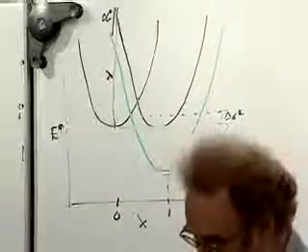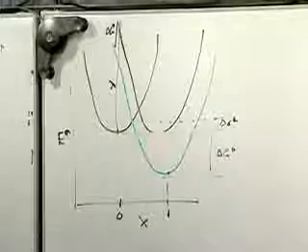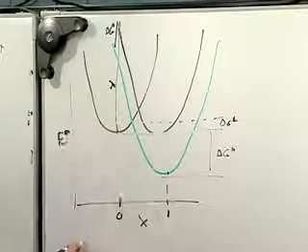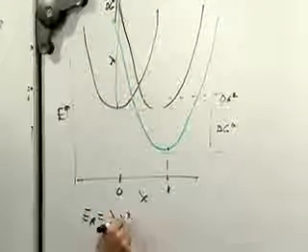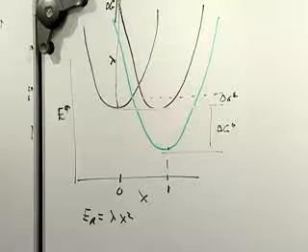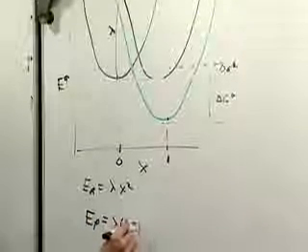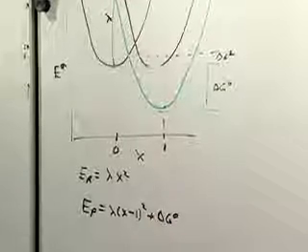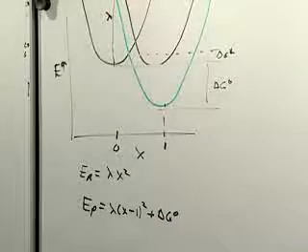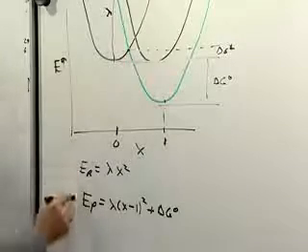And so how do we do that? We're going to say E of the reactants is going to be lambda x squared. That's what we had before. And E of the products is going to be lambda times (x minus 1) squared plus delta G0, because that's driven it down. Okay? We want to know the crossing point where these are equal.